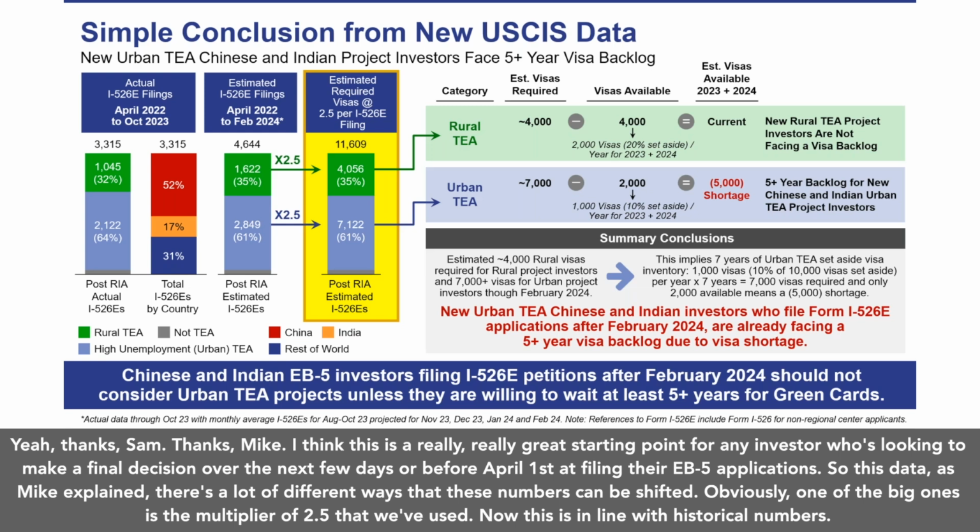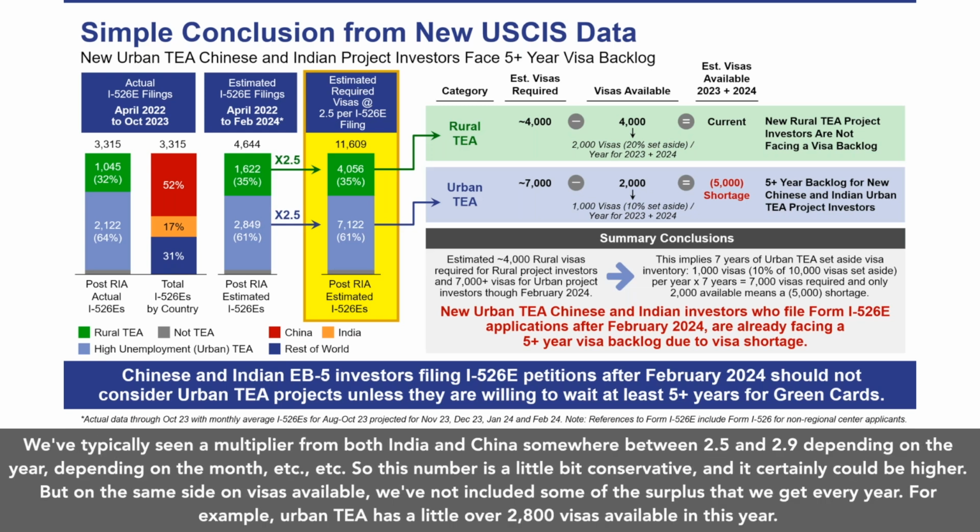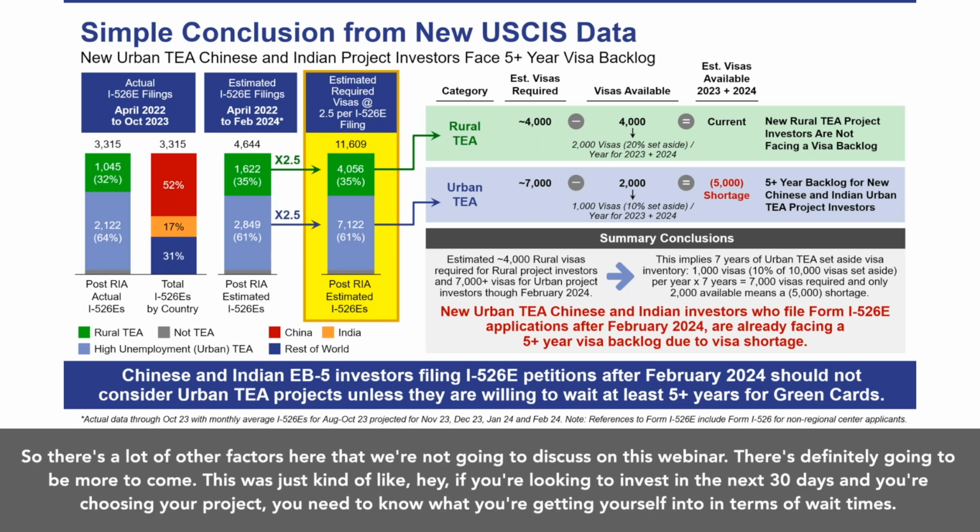Now, this is in line with historical numbers, right? We've typically seen a multiplier from both India and China somewhere between 2.5 and 2.9, depending on the year, depending on the month, et cetera. So this number is a little bit conservative and it certainly could be higher. But on the same side, on visas available, we've not included some of the surplus that we get every year. For example, Urban TEA has a little over 2,800 visas available this year. So there's a lot of other factors here that we're not going to discuss on this webinar. There's definitely going to be more to come.